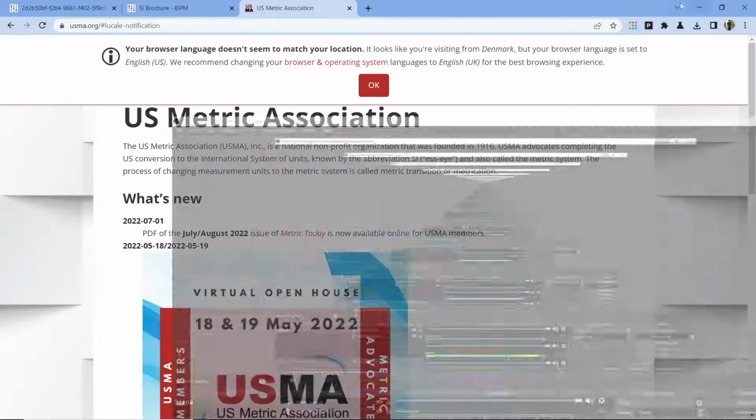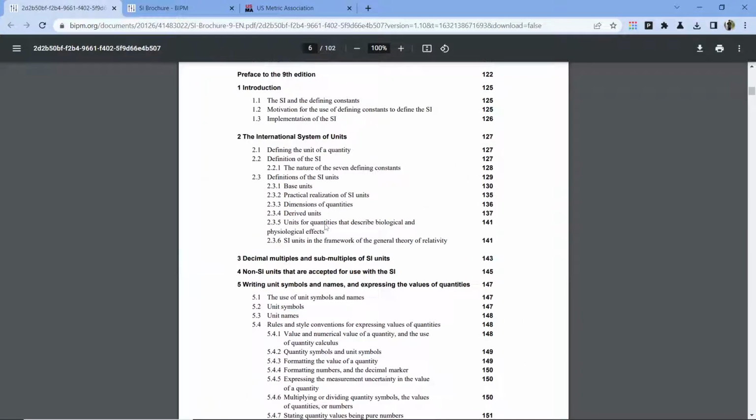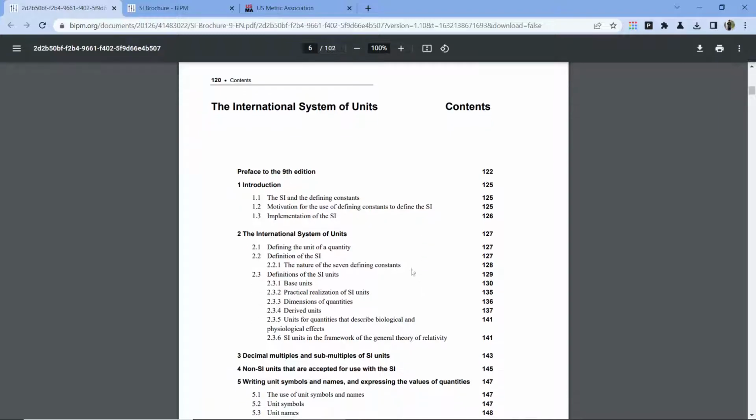Alright, I'm going to be reading from this document. The International System of Units. Contents. Preface to the 9th edition. 122. Introduction. 125. The SI and the defining constants. Motivation for the use of defining constants to define the SI. Implementation of the SI. The International System of Units.